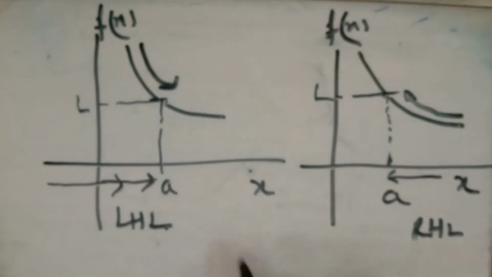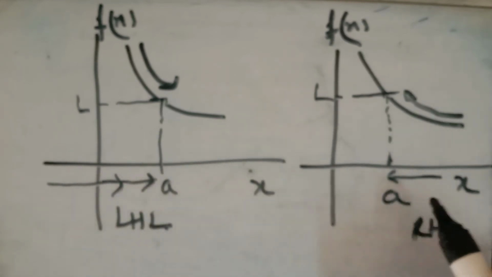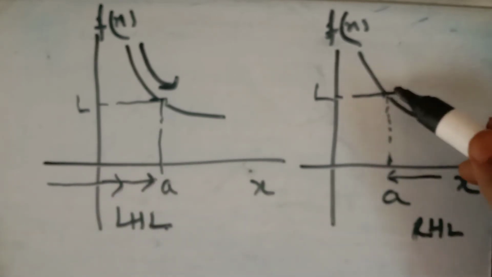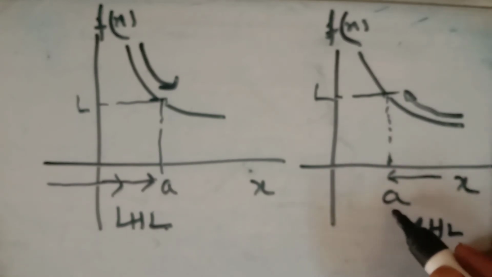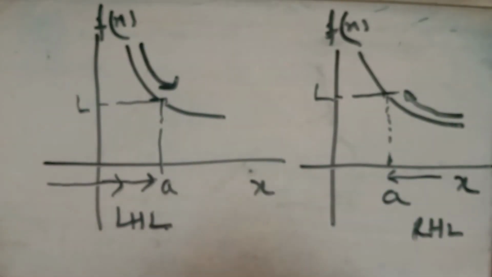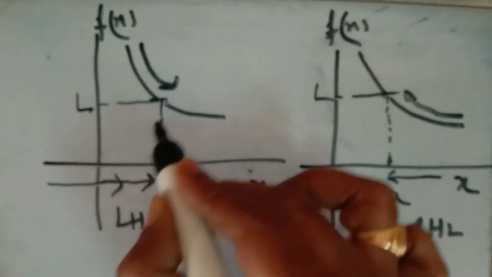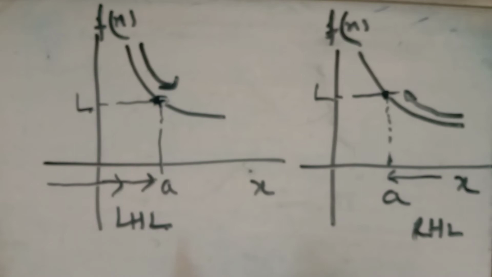In both cases the function is decreasing to L as x approaches a from the smaller values of a, and the value of this function is increasing as x approaches a from the greater values of a. Now this is known as the right hand limit and this is known as the left hand limit, and the value of the function is approaching L in both the cases. So this is the concept of left hand limit and right hand limit.